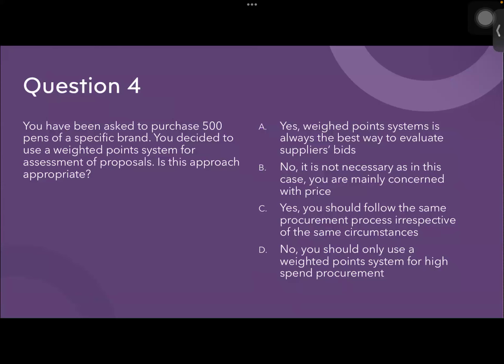For this one, we have a little bit of context. You are about to purchase 500 pens of a specific brand. Whether we should use the weighted score system here.